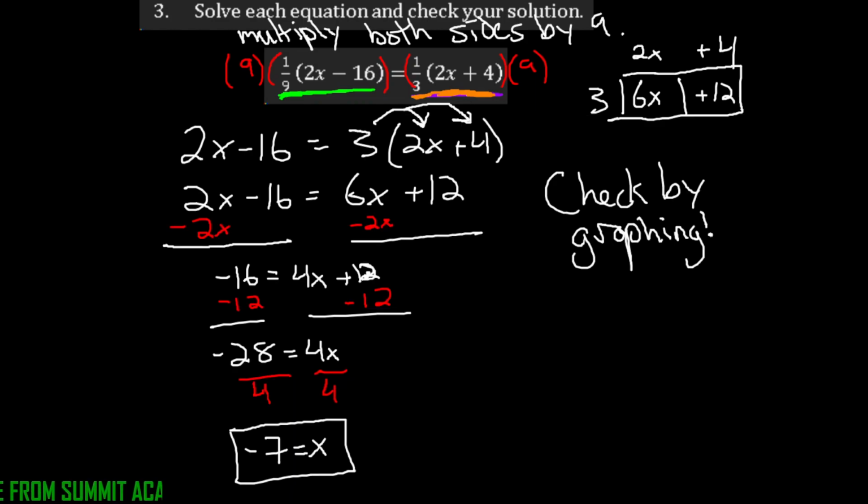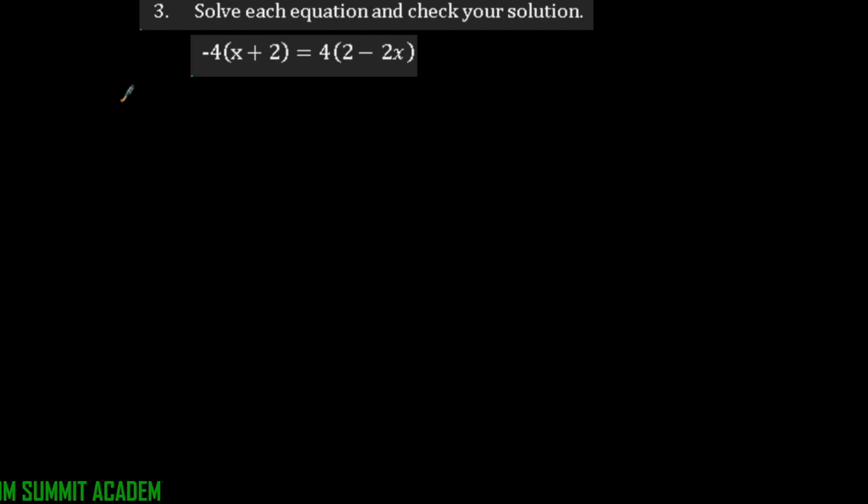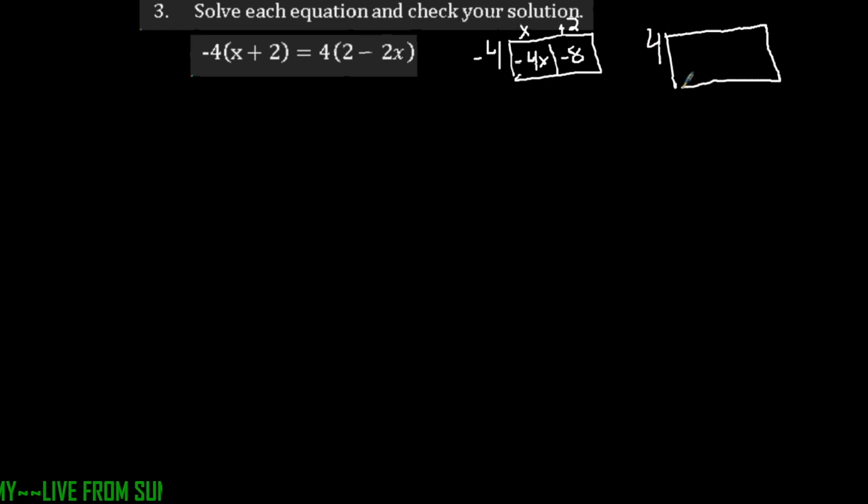All right, let me put that away and clear that out, and go back to this. Similar steps: be able to multiply each of these terms. So I have -4 times the quantity positive x and positive 2. So this is going to be -4x, and this is going to be -8. Then on my right side, I have 4 times 2 and -2x.